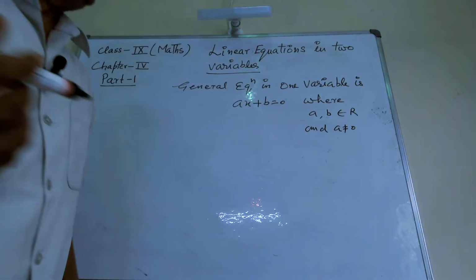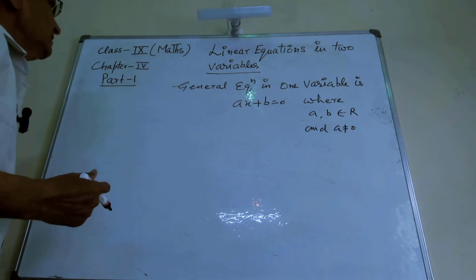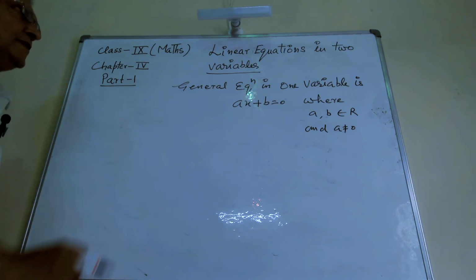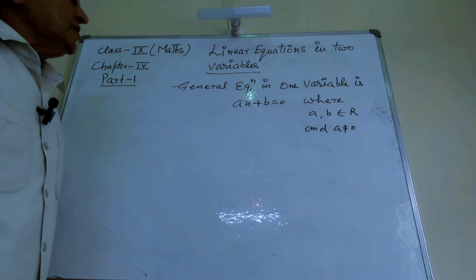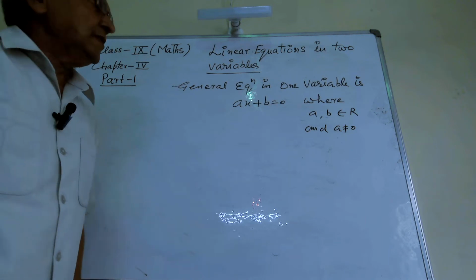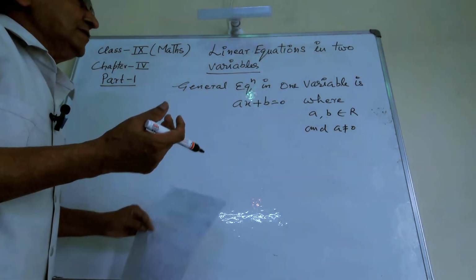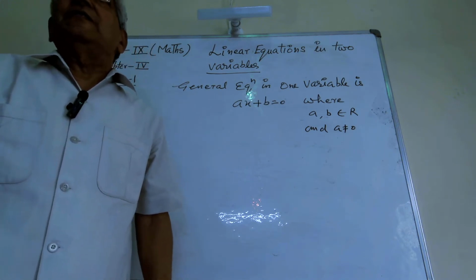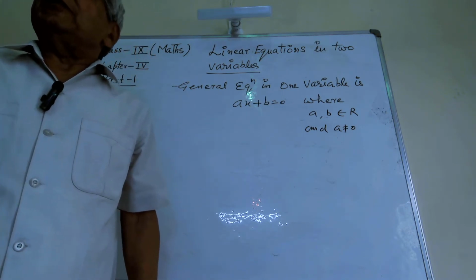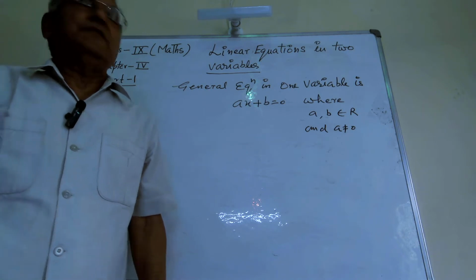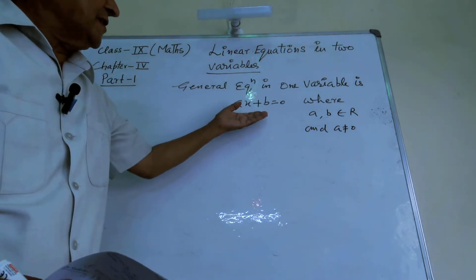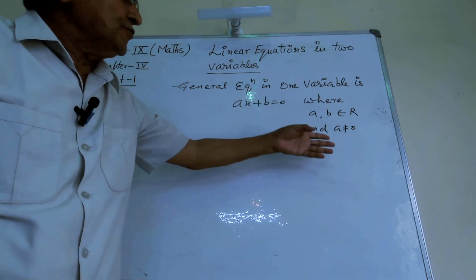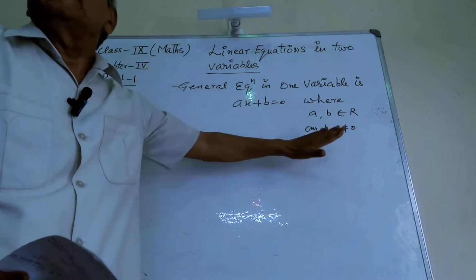My students, today I am going to take chapter 4 of ninth class, part 1. The topic is linear equation in two variables. The general equation, as you have studied in earlier classes, the linear equation in one variable is ax plus b is equal to 0, where a, b belong to R and a is not equal to 0. This is the condition.